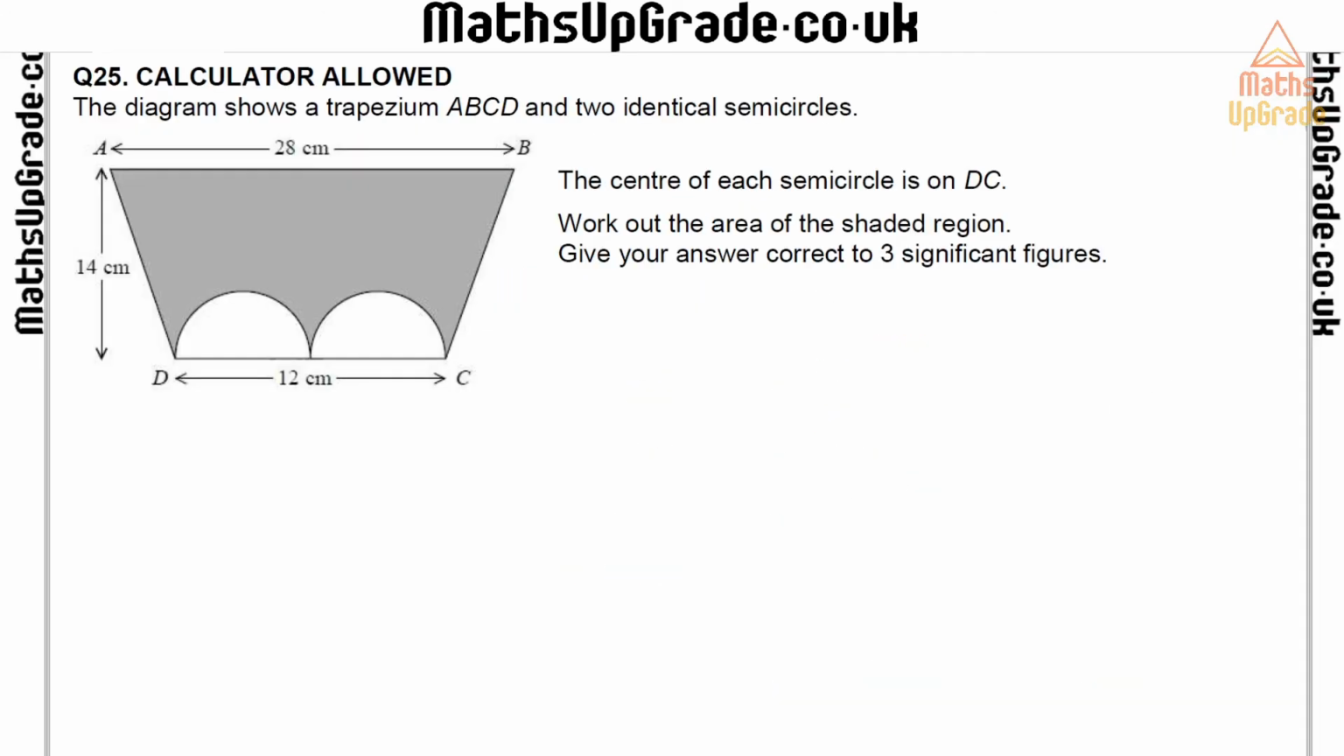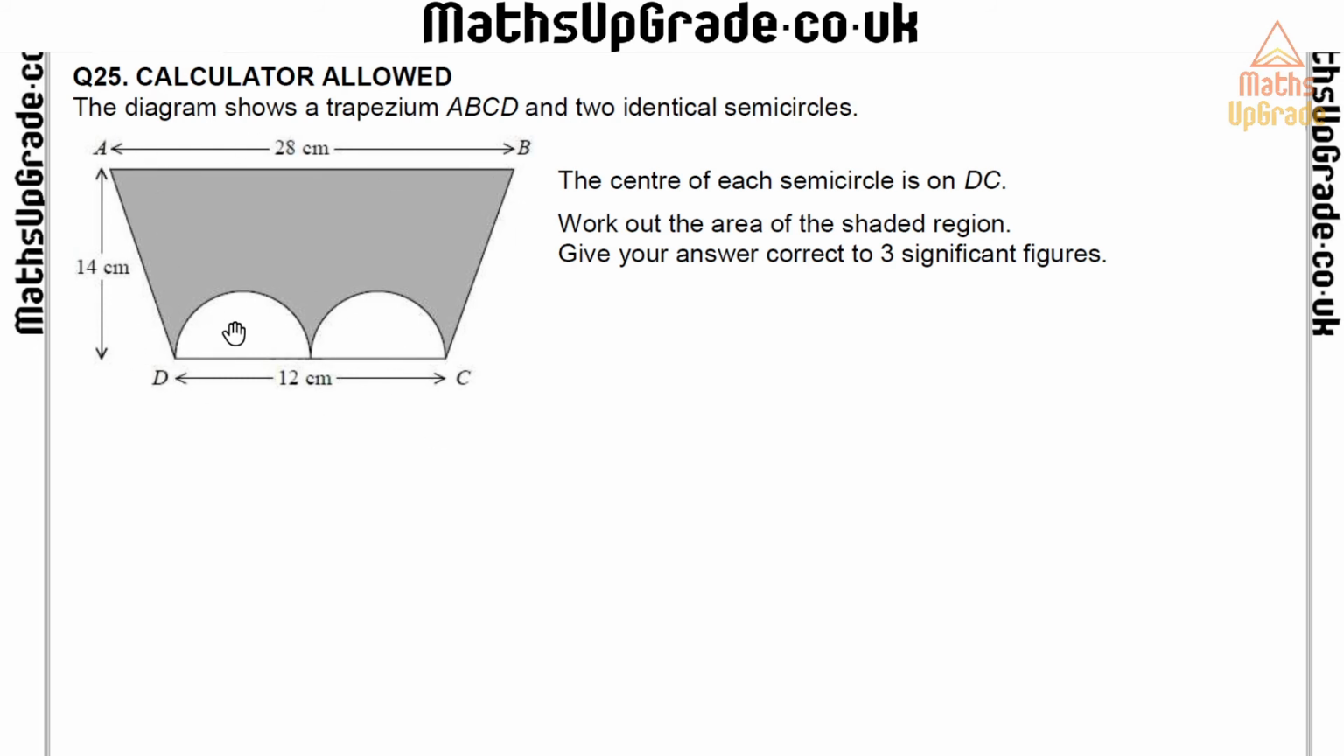Okay, question 25. The diagram shows a trapezium ABCD and 2 identical semicircles. So the semicircle has been cut out. The center of each semicircle is on DC. So these are true semicircles, and I've got to work out the area of the shaded region, giving my answer correct to 3 significant figures for 4 marks. So in this question here, first of all, I'm going to find the area of this whole trapezium, without the semicircles being cut out, so the area of the whole thing.